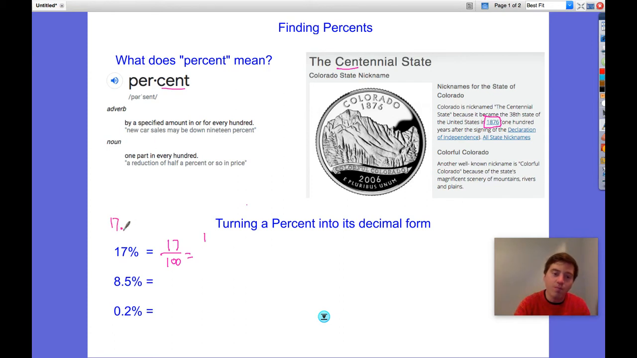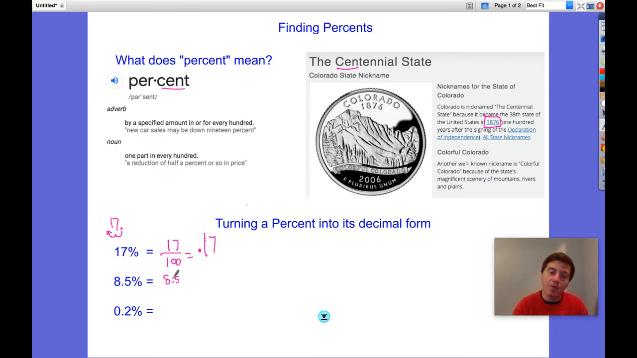It's going to take the decimal point right here and move it over twice. When you divide by 10, it moves once. 100 will move it twice. So really right here, we're looking at 0.17. 0.17 is the decimal form here. And that's really all you have to do.